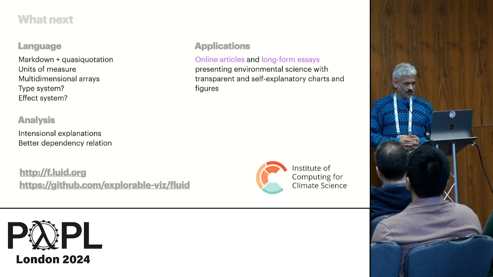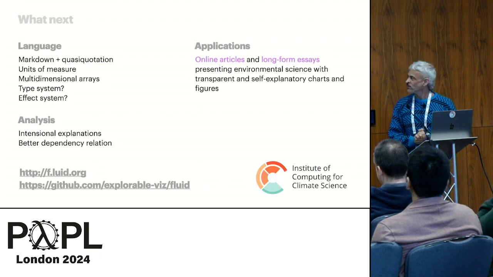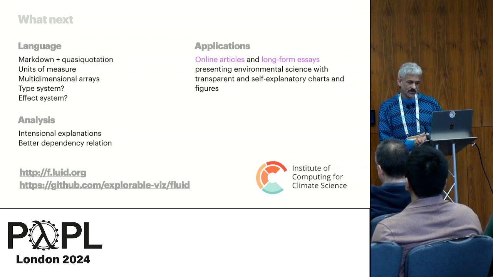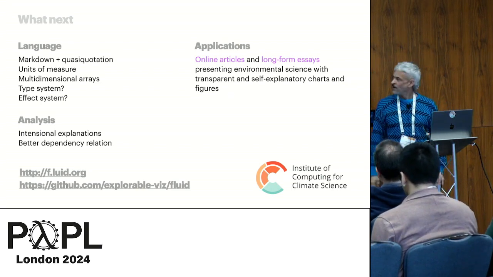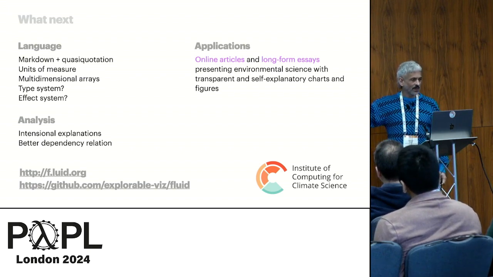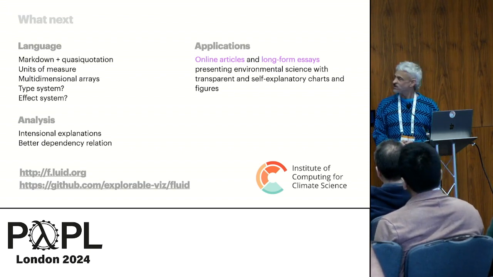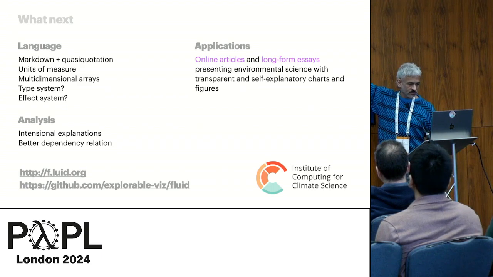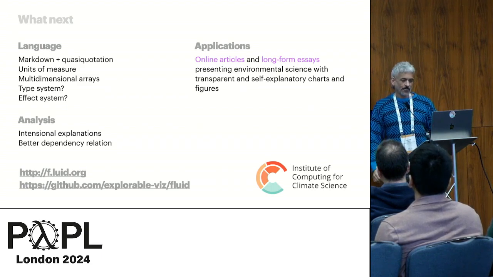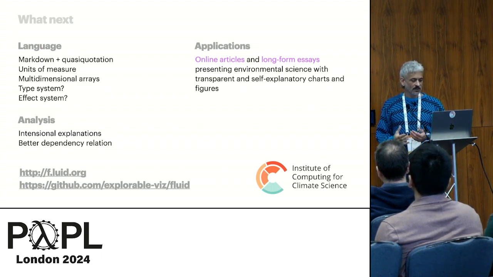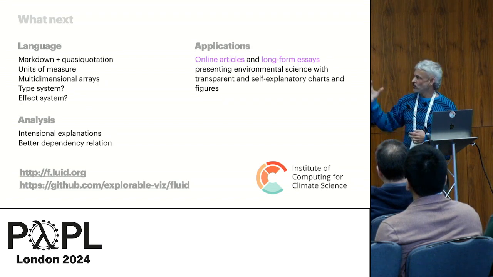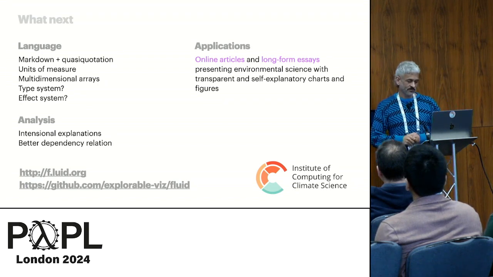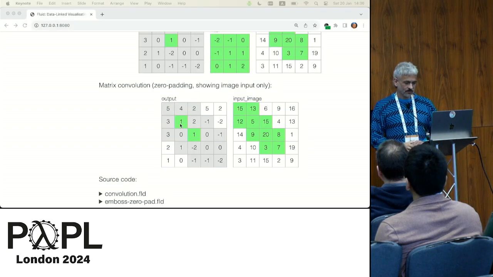Okay, so I'm going to stop there. This is something we're still working on, and apologies that this is a bit work in progress. These are some of the things we'd like to add to the language. I'm especially interested in building out some substantive examples, perhaps using this markdown quasi-quotation feature. The idea would be to build some in-depth articles explaining some kind of climate-adjacent science with these sorts of transparent charts and figures. Okay, thank you very much.